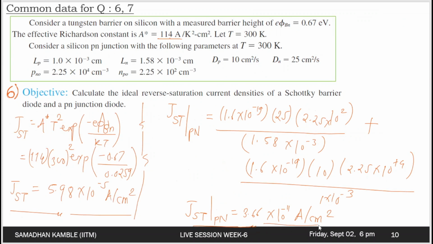So we can note one thing, that the ideal reverse saturation current density of the Schottky barrier junction is orders of magnitude higher than that of the ideal PN junction diode. For the Schottky diode, using similar parameters, we can see that there is almost 6 orders of magnitude difference between these two values. And that is one thing to keep in mind.